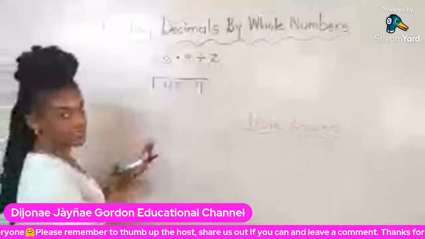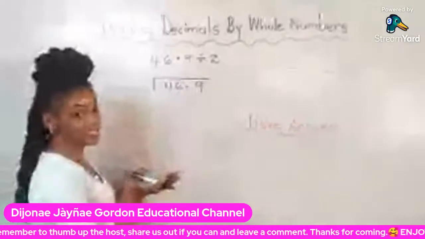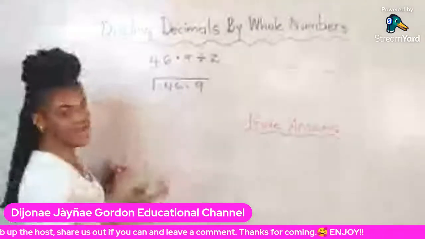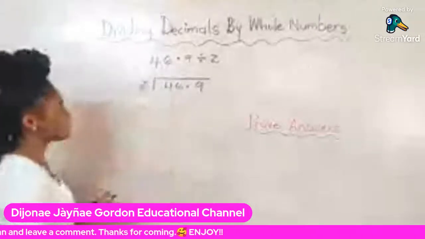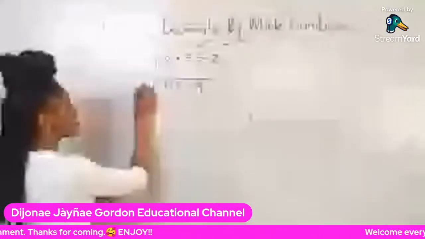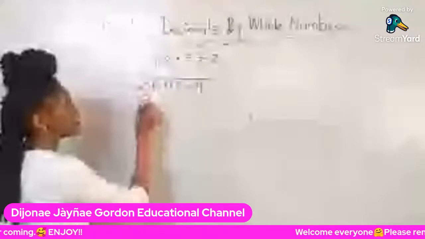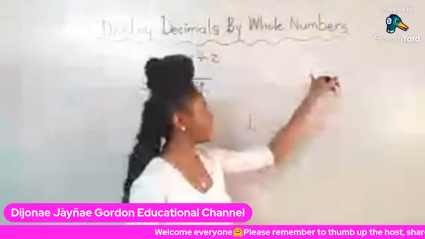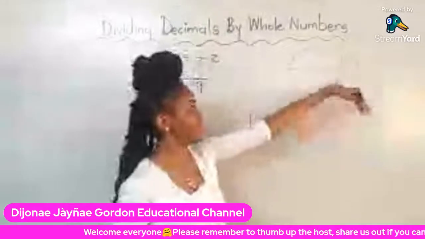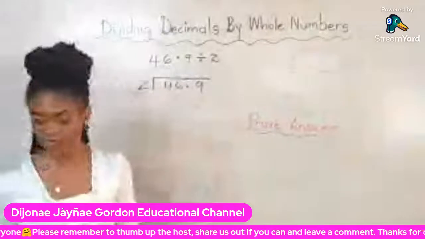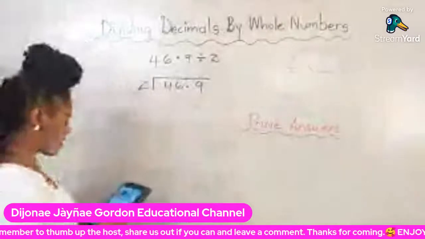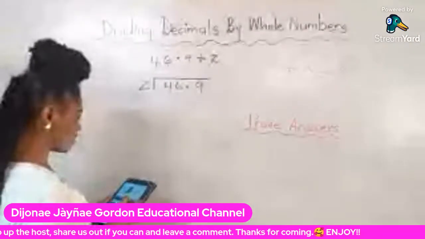Tell me, if you can type it in the chat, it is known as our dividend. And of course, 2 is known as our divisor. First, remember, we're going to divide, multiply, take away, bring down, and then we are going to start all over. All right? Great going, guys.